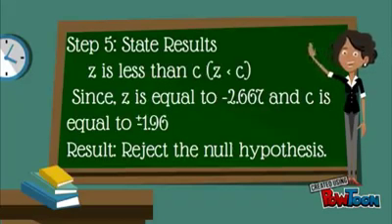Step 5. State results. Z is less than C. Since Z is equal to negative 2.667 and C is equal to negative and positive 1.96, we will reject the null hypothesis.